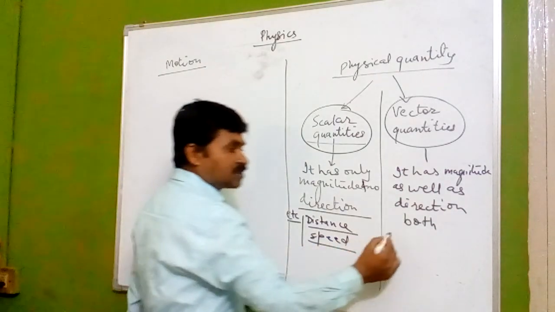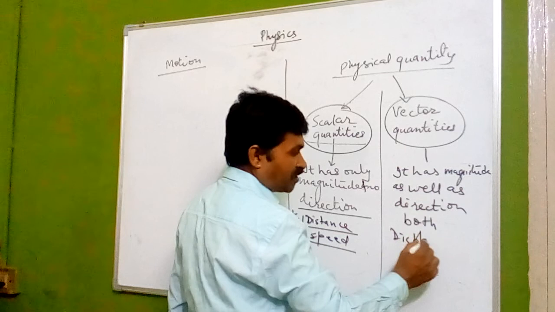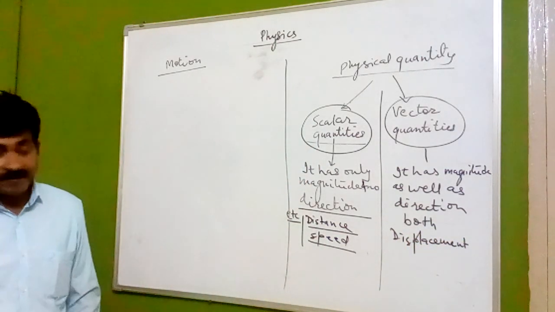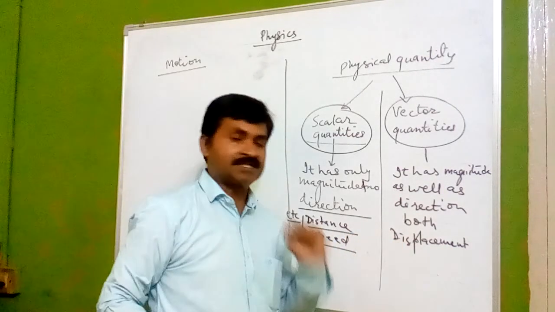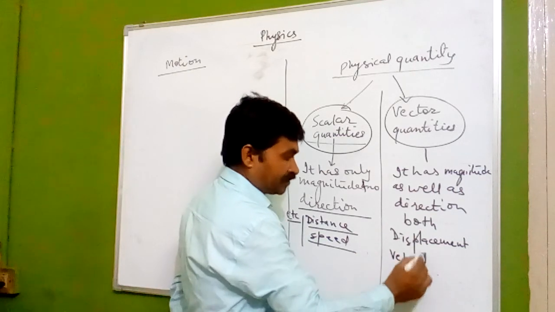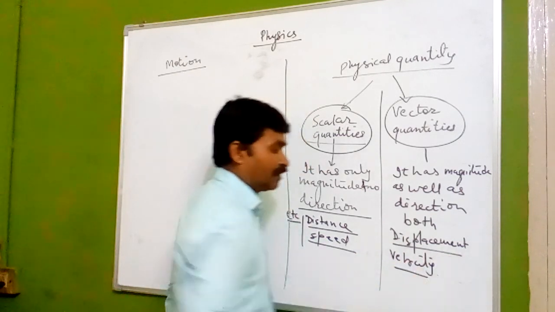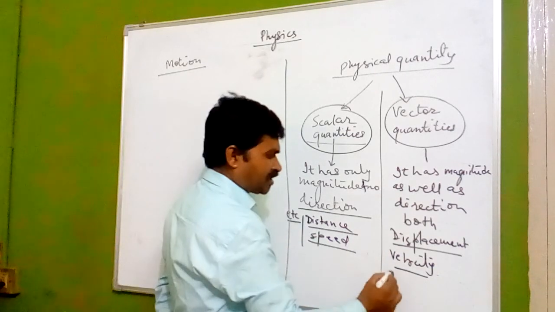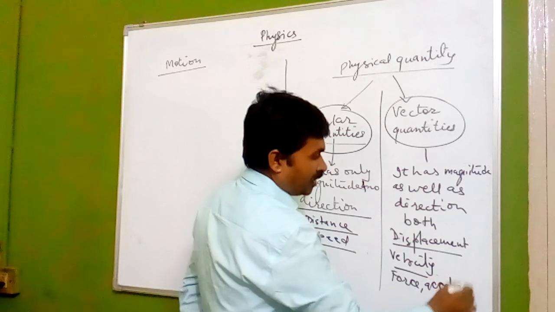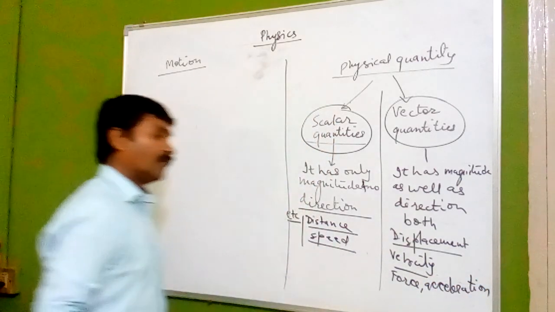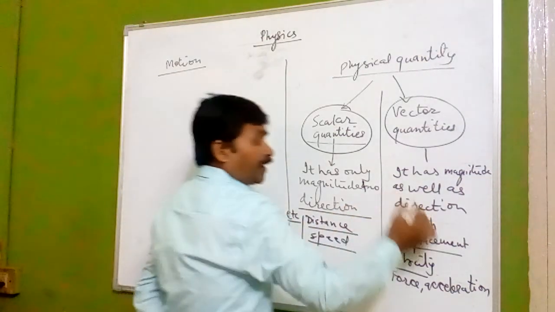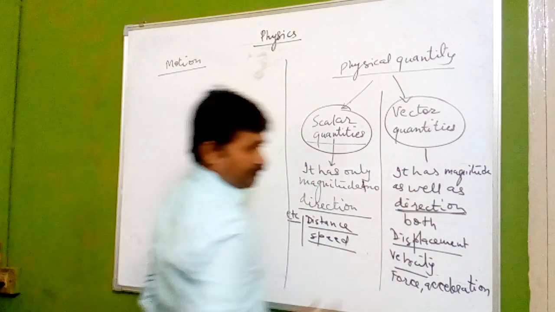If we talk about displacement, displacement has magnitude as well as direction, both. Another is velocity. Then force is there, acceleration is there. They come under the category of vector quantities. Okay. It gives us the direction.